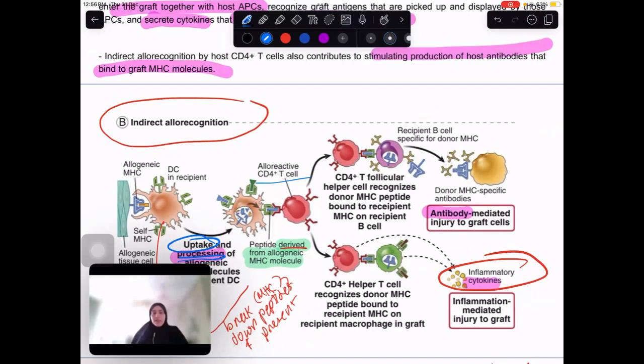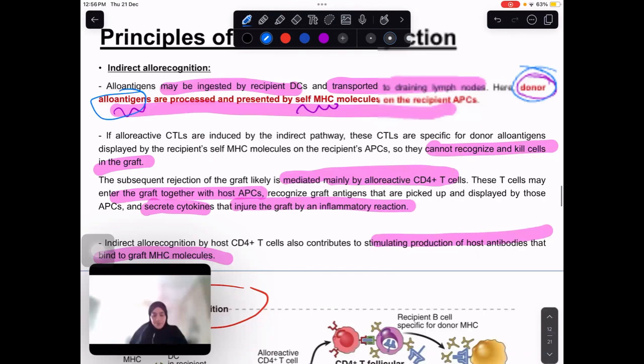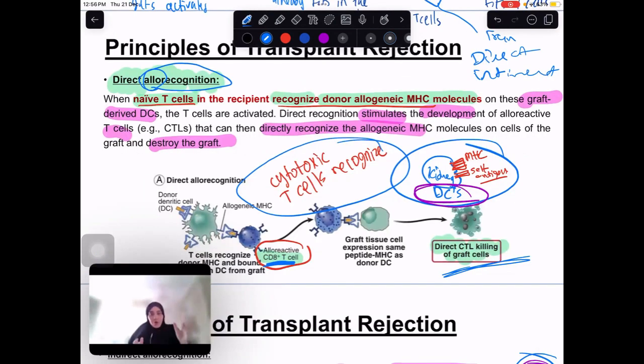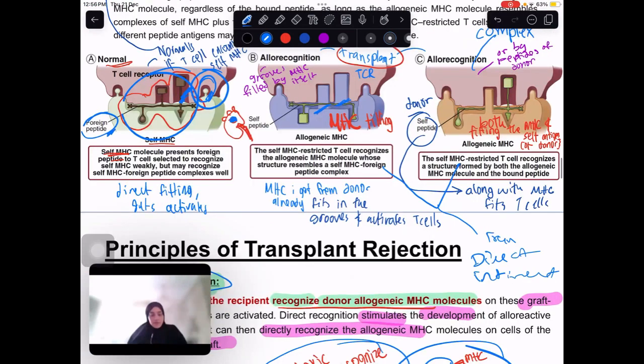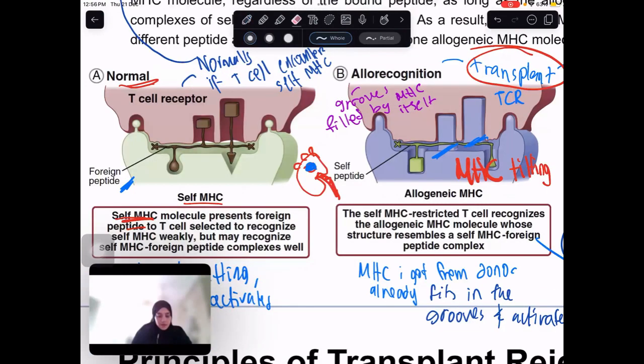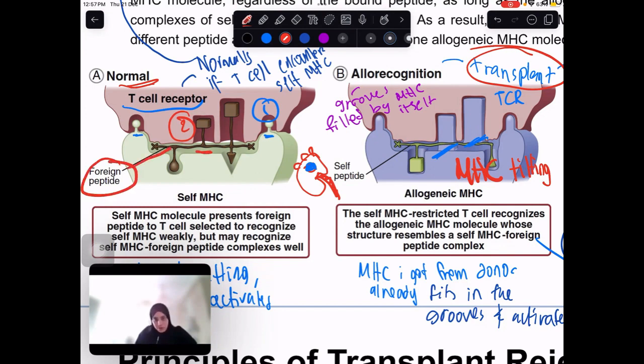The difference is that normally, this is the picture. Okay, let's just erase it. Normally, the T cells are recognizing two things. One is the MHC. Can you see the green thing here? This is my MHC. And secondly is my peptide. Can you see this foreign peptide? So normally it will detect two things.